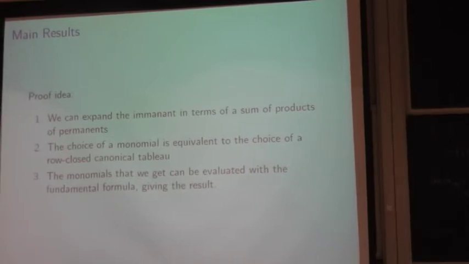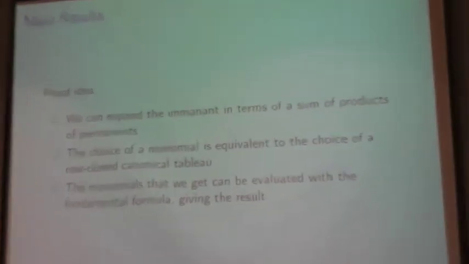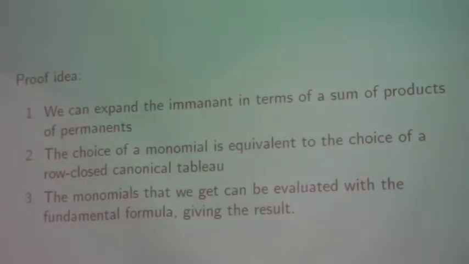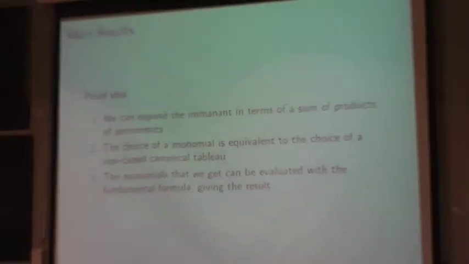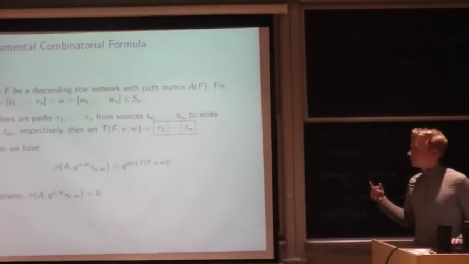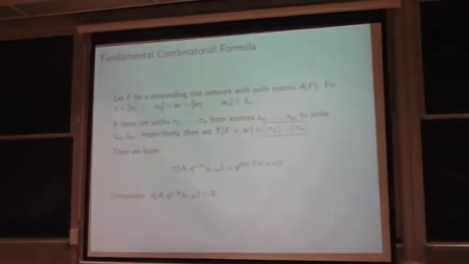So maybe I give an idea of the proof. We expand the immanent like this. All the monomials in that expansion are given by those row-closed canonical tableau. And then we use that formula that I gave several slides ago to evaluate each of those monomials.